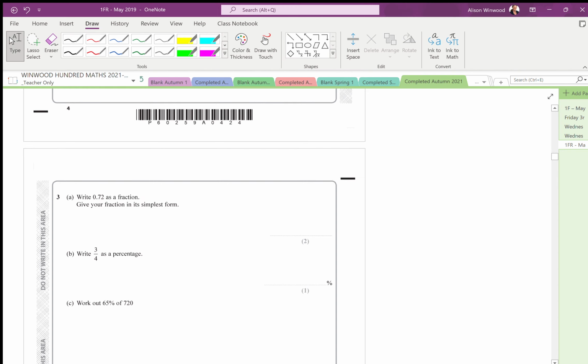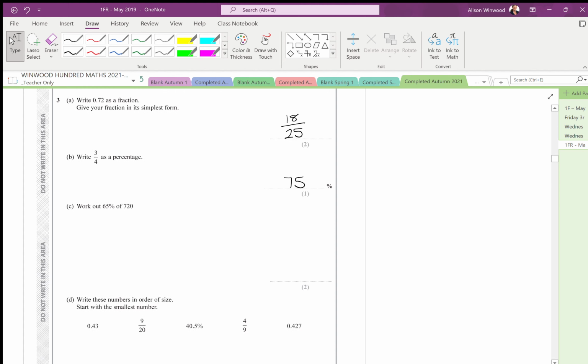Easiest way to change a decimal to a fraction is to just put it into the calculator and it will do it for me. So I get 18 out of 25. 3/4 is a percentage, so we need to multiply by 100 because that gets us a percent, so that's 75%. 65%, that's 65 over 100, of always means multiply, times 720, so 65 over 100 multiplied by 720 is 468.